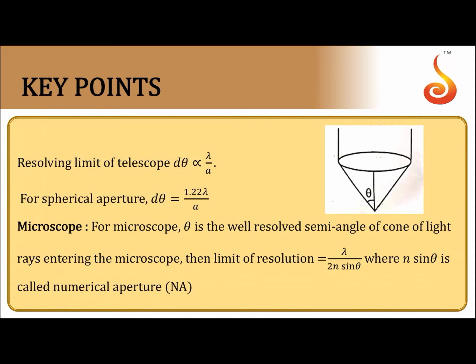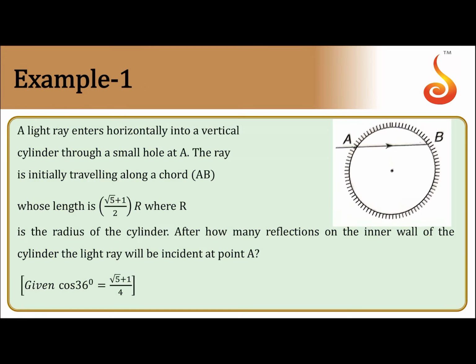So, for a spherical aperture, it is given by this. For a microscope, this is given by lambda by 2n sin theta. N sin theta is called the numerical aperture.